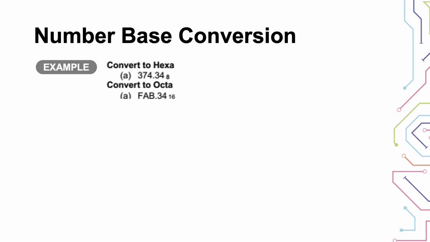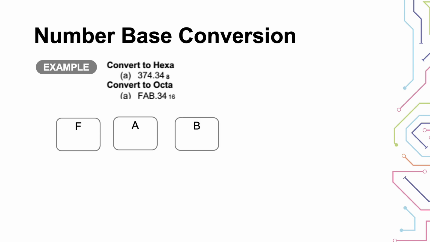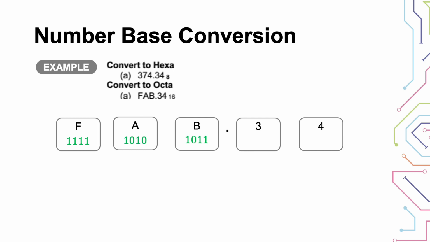About from hexadecimal to octal. So we have here FAB.34. So then gagawin is kokonvert natin into binary ang every digit. So for example, for F, that's equivalent to 1111. Sa A is 1010, si B is 1011, si 3 is 0011, and si 4 is 0100.